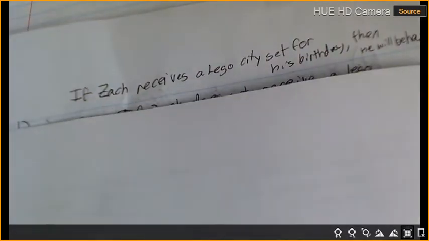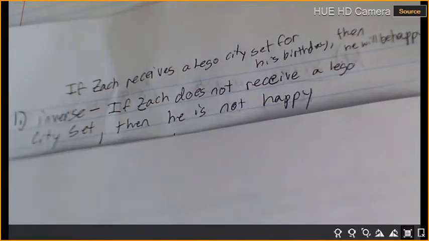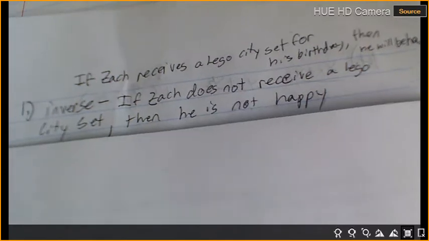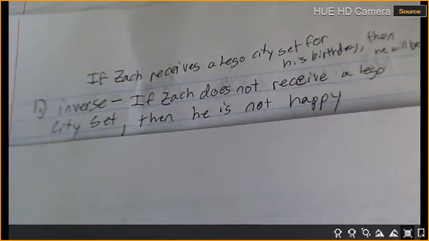If Zach receives a Lego City set for his birthday, then he will be happy. That's my original. My inverse, I have to put not in it. Inverse: if Zach does not receive a Lego City set, then he is not happy. I did put the word does in there to make it make English sense. Please make sure you do that as well.